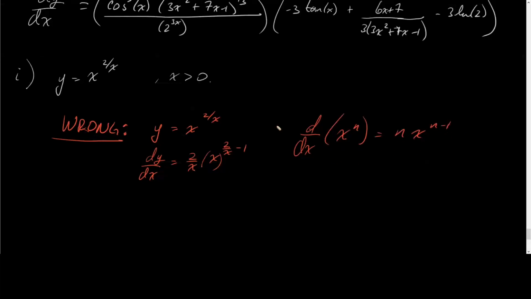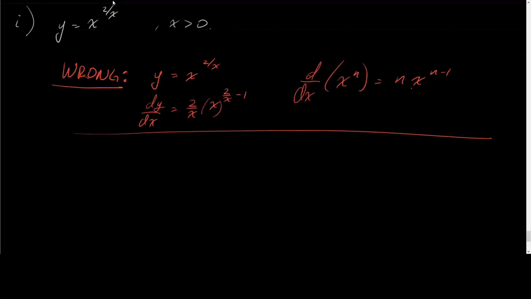All right, this rule over here, it's true. When I have x to a number, the derivative is n times x to the n minus 1. But this up here is not a number, it is a function. So this idea does not apply. All right, so this is wrong. So don't do this. And again, this is a very, very common mistake. So let's see the correct thing to do.